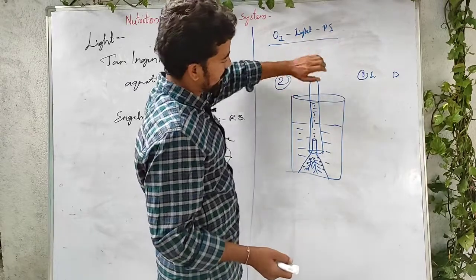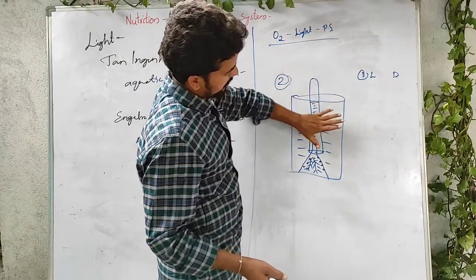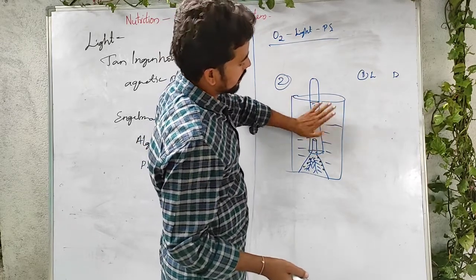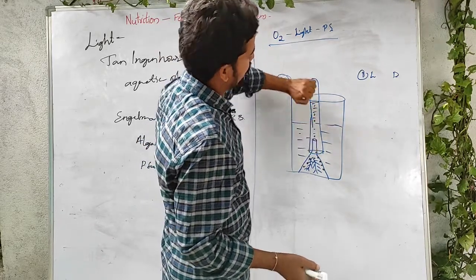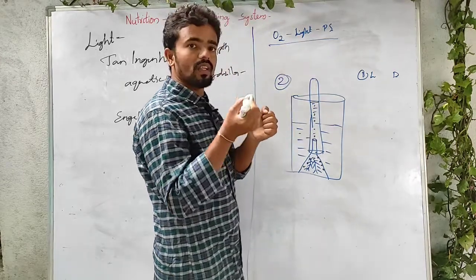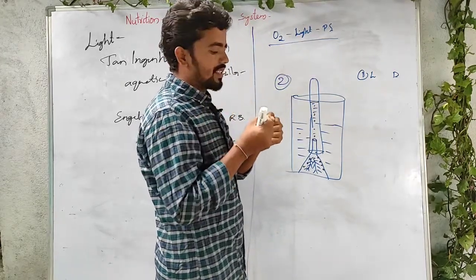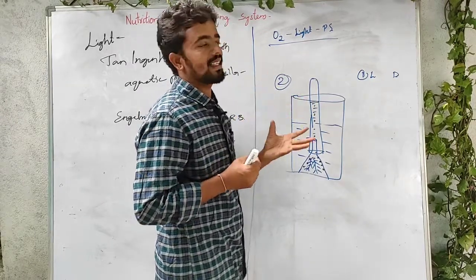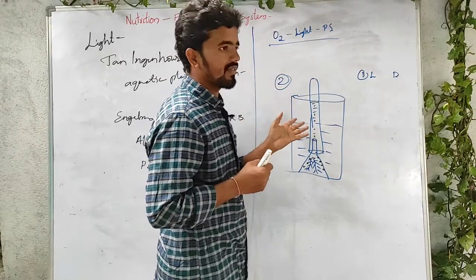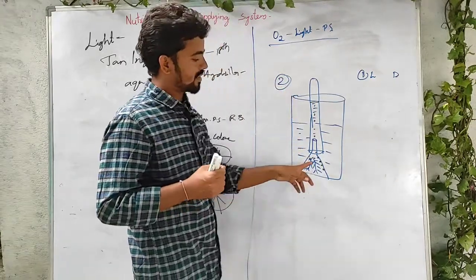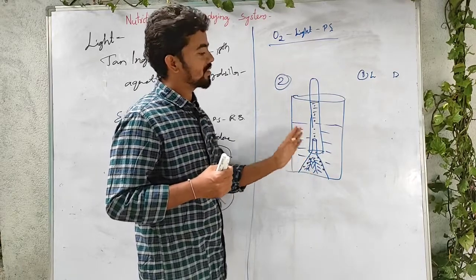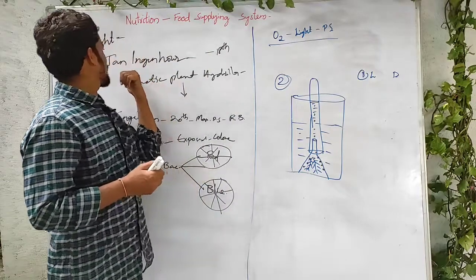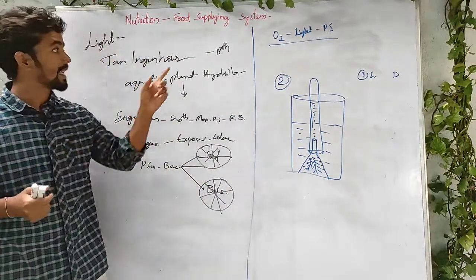To avoid that, what should we do? We have to put our thumb at the test tube mouth and remove it like this. And if you put a burning incense stick near the mouth, it will burn brightly. By that we can understand that the gas produced is oxygen. This experiment was done by Jan Ingenhousz in the 18th century.